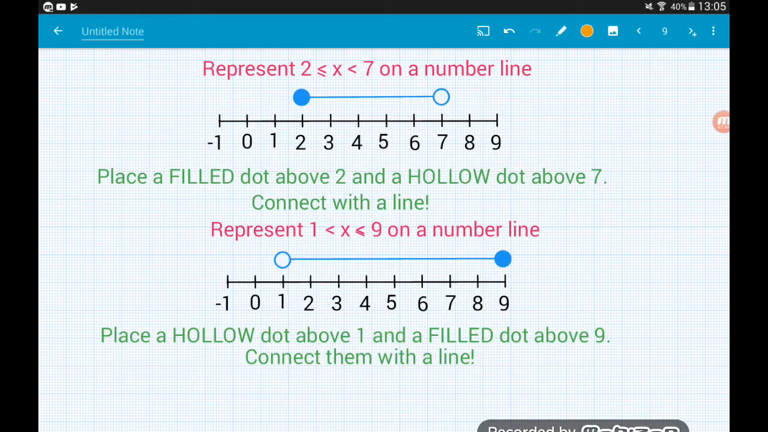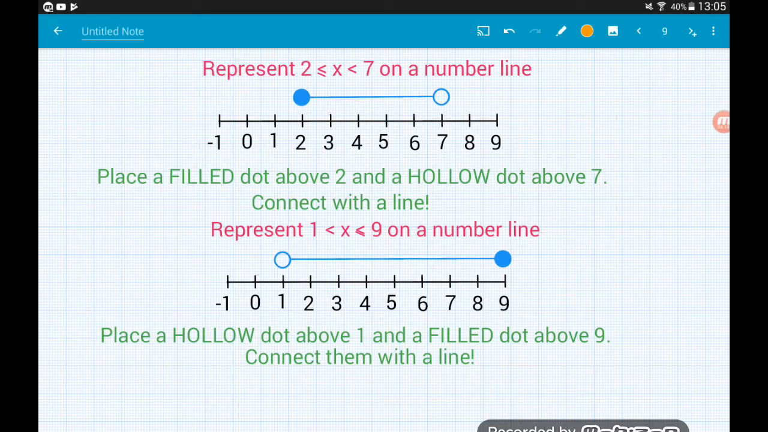Represent x is greater than or equal to 2, but strictly less than 7. So here then we've got a mix. He's allowed to equal one of his bounds, but he's not allowed to equal the other. So it's allowed to equal 2, so we put a filled in dot above 2, but he's not allowed to equal 7, so we put a hollow dot above 7. And then again, we just connect them with a straight line. Job's a good one.